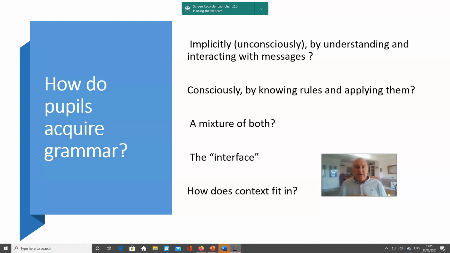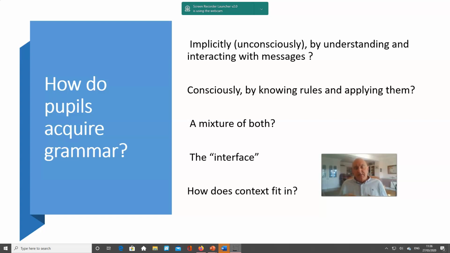A second view is that we can learn rules consciously. We can practice them and then gradually apply them to speech and to writing, and we learn the rules of grammar that way. So that second route, if you like, is an explicit way of learning grammar. It's conscious. It's the opposite of the implicit route. It's not the route that we use when we're learning a language as a young child, but it could play a much greater role when we're learning a second language as a school child or as an adult.